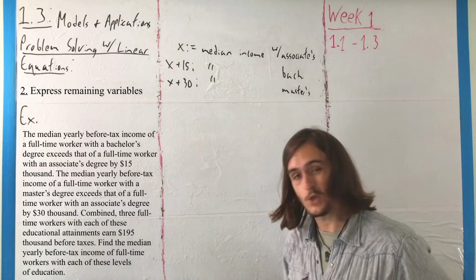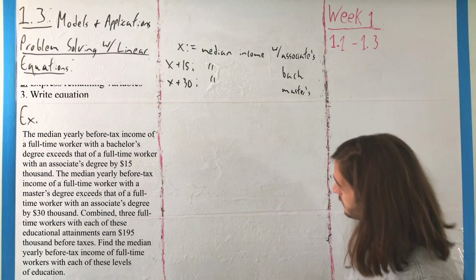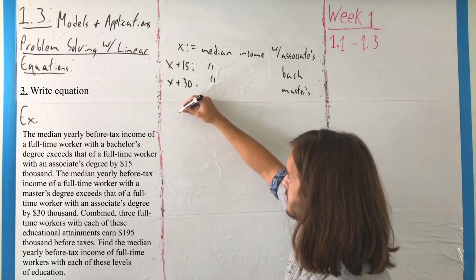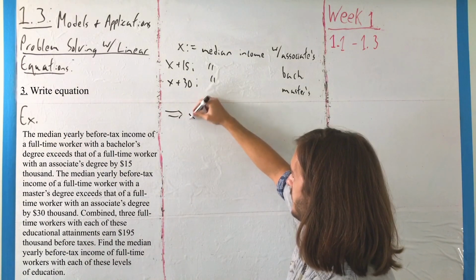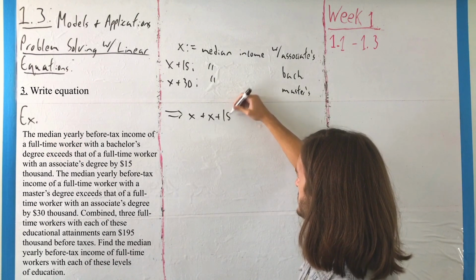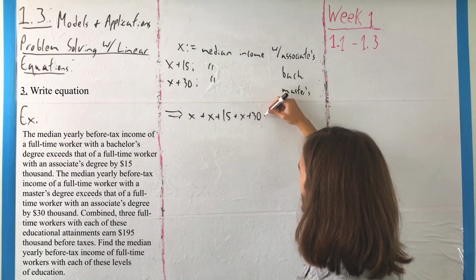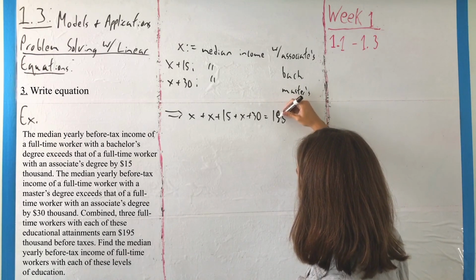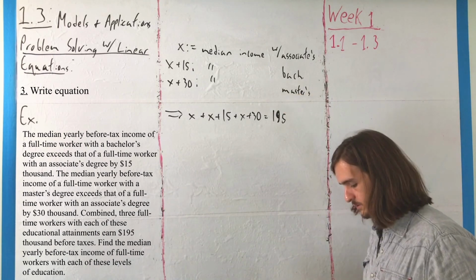Anyway, with those 3 pieces, we can then move on to our next step, which is to actually write out an equation that puts all this together, where we have that total amount in terms of each of the 3. So we have that X, median for associates, plus X plus 15, median with bachelors, plus X plus 30 is equal to $195,000. I'm not going to write $1,000 here, it's implied, but we know we're getting there.